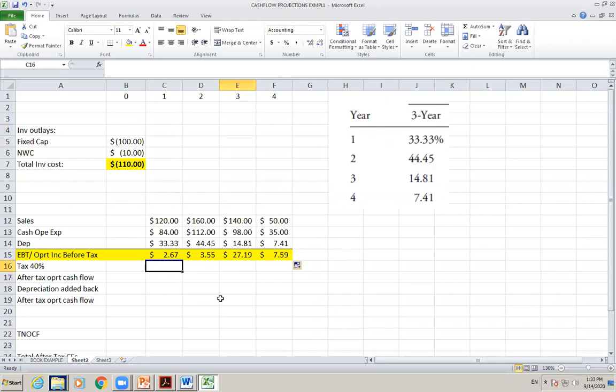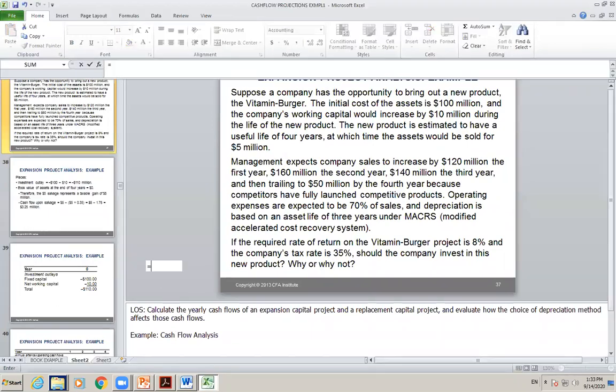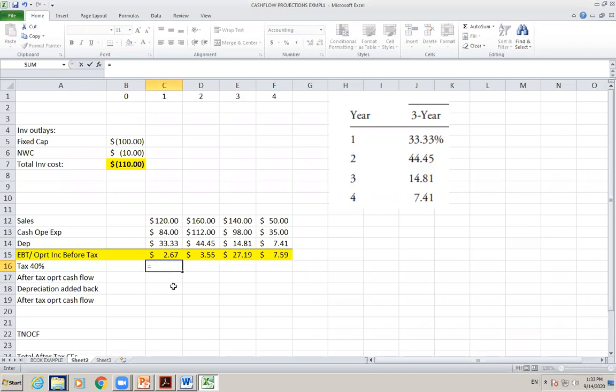Then the tax amount, 40%, no, it's not 40, which is 35%. So 0.35 times here, but here we should change it as well, at 35%.